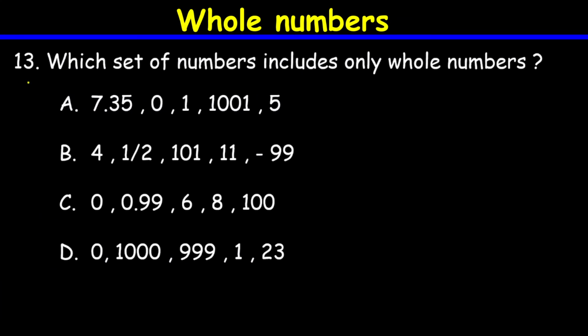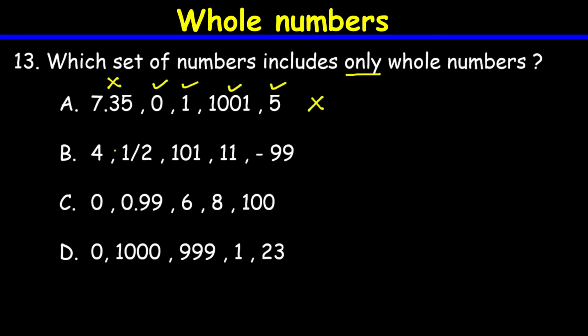Question number 13. Which set of numbers includes only whole numbers? In choice A, 7.35 is not a whole number because 7.35 is a decimal and whole numbers do not include decimals. 0 is a whole number, 1 is a whole number, 1001 is a whole number, 5 is a whole number. Therefore, in this set of numbers, because 7.35 is not a whole number, choice A is not the correct answer.